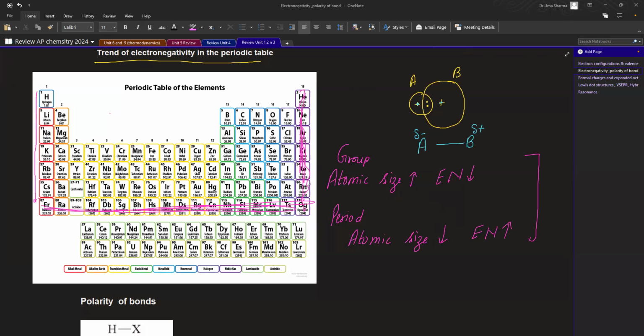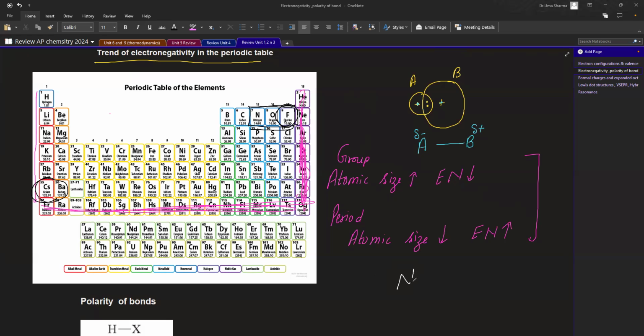If I follow this, and if I ignore the noble gases and the radioactive elements, can you tell me which elements are most electronegative? Where can I see the most electronegative? Yes, fluorine. This is the one which is most electronegative. In fact, these three elements are the most electronegative, and this part is the least electronegative. Nitrogen, oxygen, fluorine are the most electronegative elements.